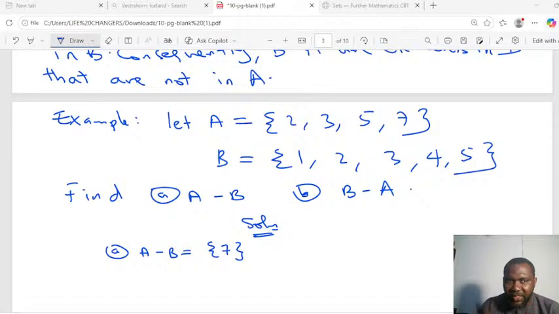Darasimi, 1 is not in A. Yes. So elements, remember, A minus B means elements that are in A but are not in B. 4 is not in A. Rubik's, 4 is not in A. Remember, elements that are in A, it must be in A, but will not be in B.